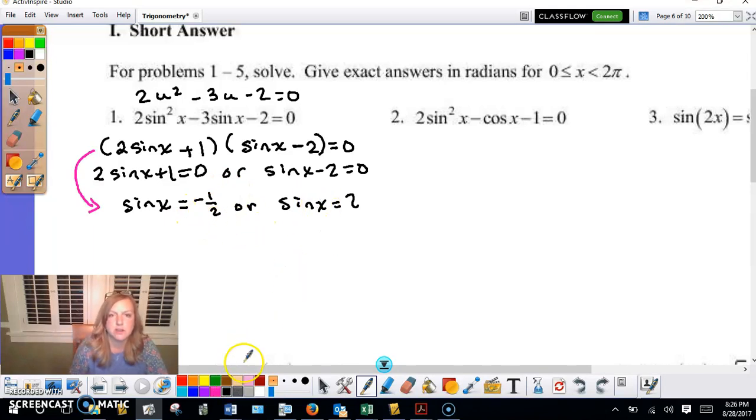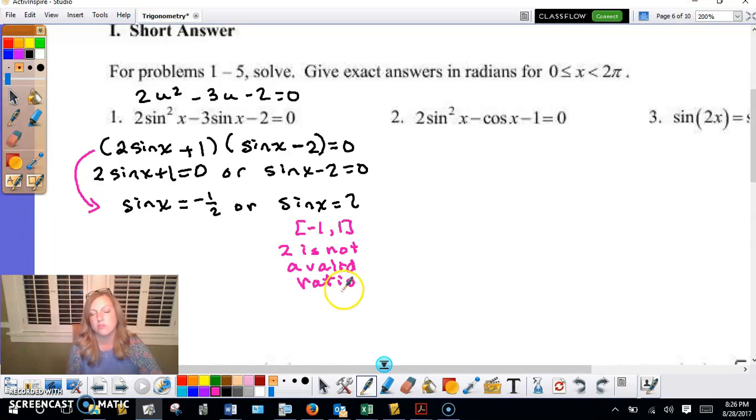Now, this one over here, let's talk about this. This is saying find all the x's for which the sine ratio is 2. Now, if you think about your sine ratios, you'll remember that their range is -1 to 1. So 2 is not a valid ratio. And if it's not a valid ratio, then there are no x values for which you get a sine ratio of 2. So this portion has no solutions. So we have to recognize that that doesn't really contribute any solutions.